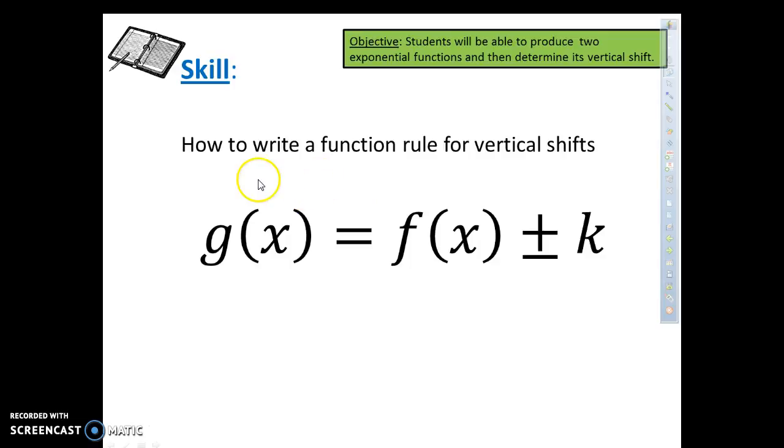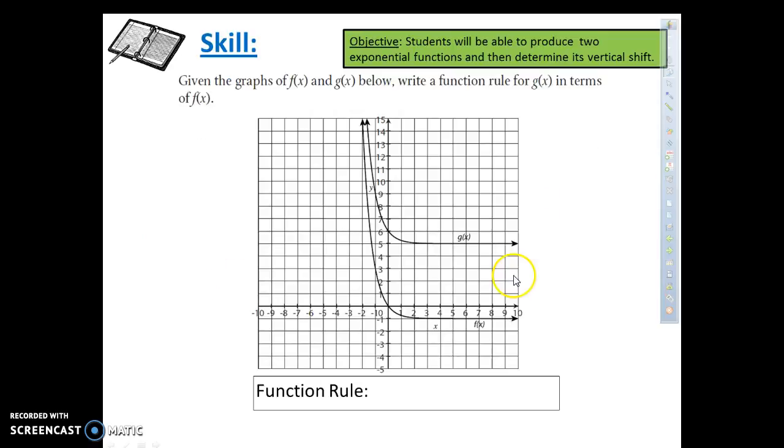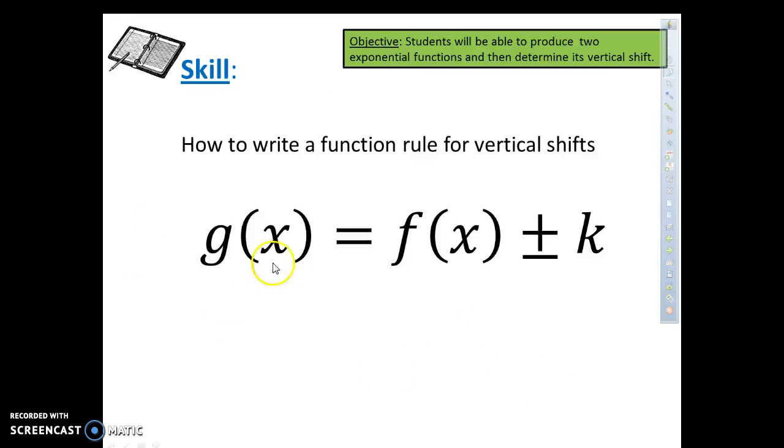Okay, so we're going to learn how to write a function rule for vertical shifts. And it looks kind of confusing. Notice that g of x here is on one side, and then I have f of x plus or minus k. This is how we're going to write these. The first thing I want you to actually write in your notes, next to where it says given the graphs f of x and g of x, write a function rule for g of x in terms of f of x. Please write this down.